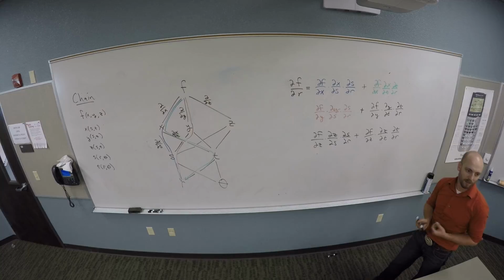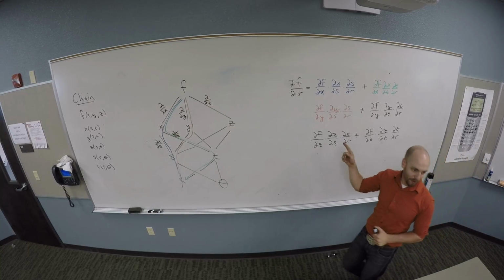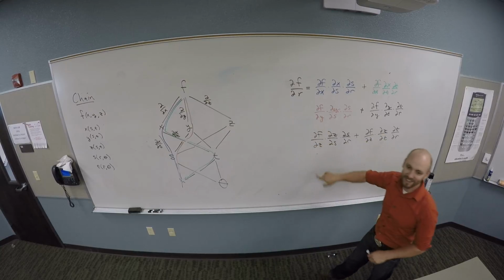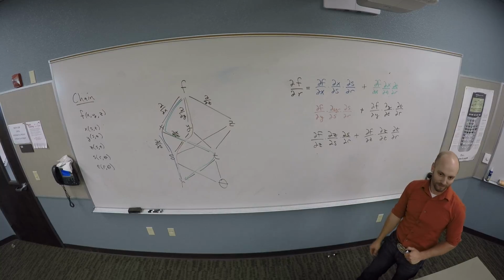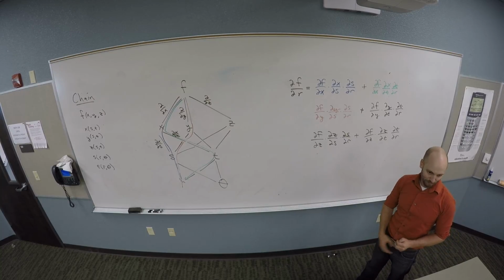Good. So this is the r partial. And then the theta partial is the same thing with all the r's turned into thetas. Yay, chain rule. Cool.